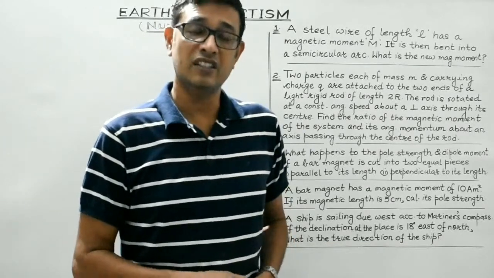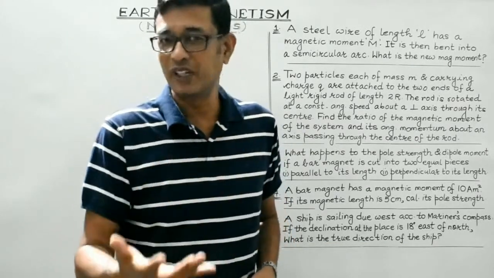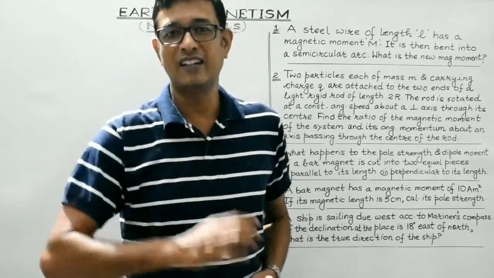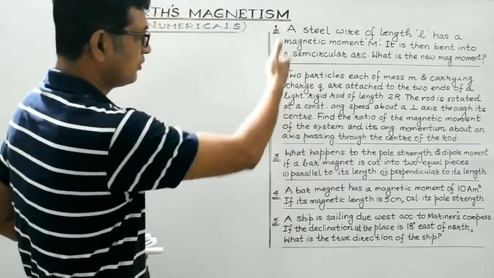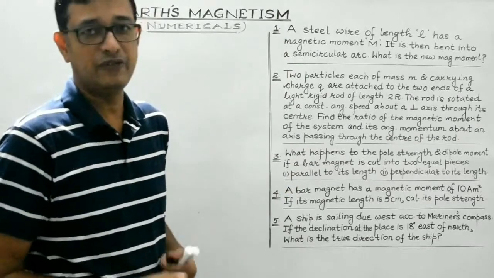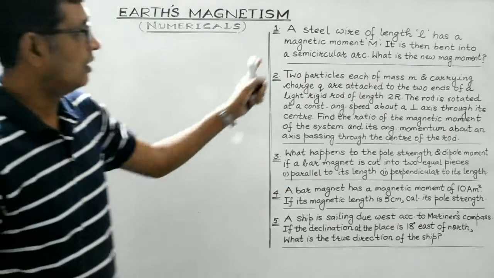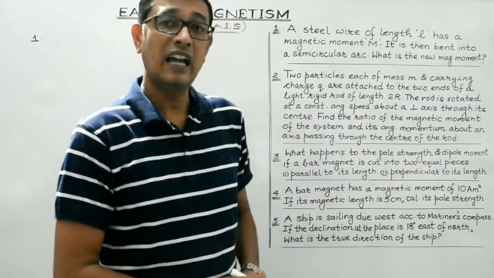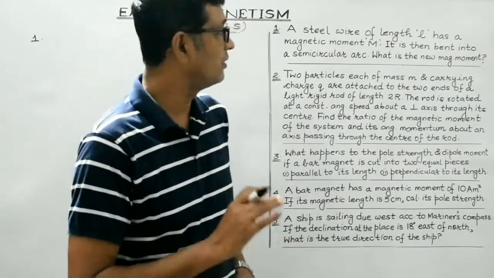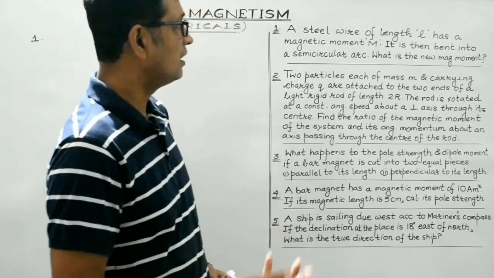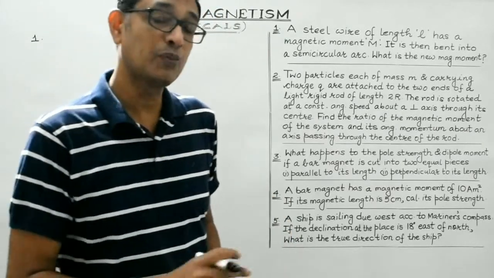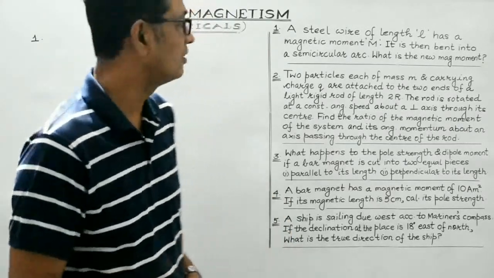Today we will be discussing some additional numericals based on magnetism. Right? So these are some of the questions. So let's start with the very first question then. First question is, a steel wire of length L has magnetic moment capital M. It's given. It is then bent in a semicircular arc. We are supposed to find out the new magnetic moment, right?